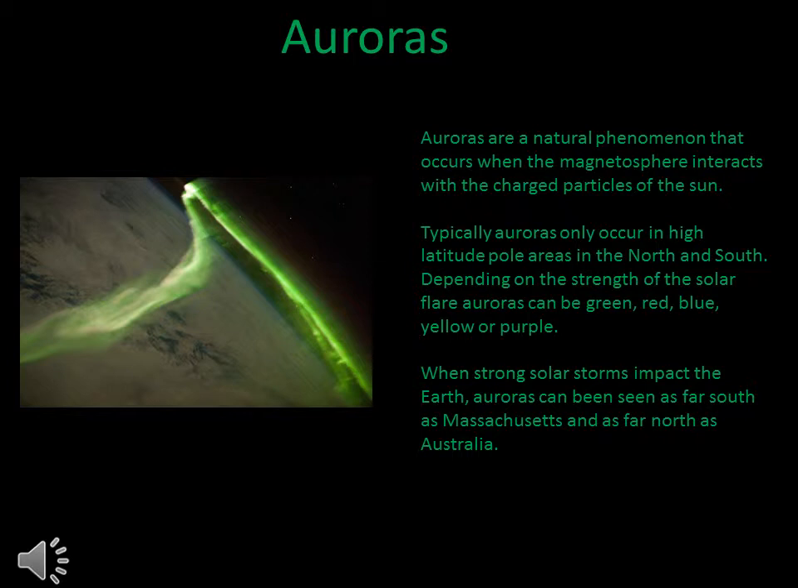When strong storms impact the Earth, auroras can be seen as far south as Massachusetts and as far north as southern Australia. Typically, when a solar storm of that magnitude impacts the Earth, scientists, engineers, and satellite operators from governments and various companies often shut down spacecraft and satellites to avoid potential damage.